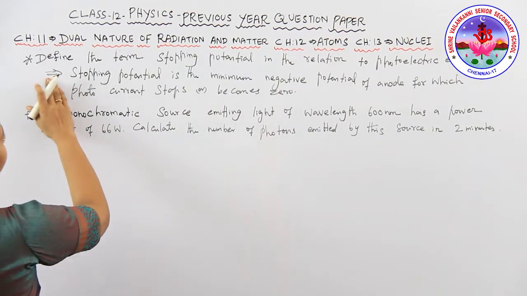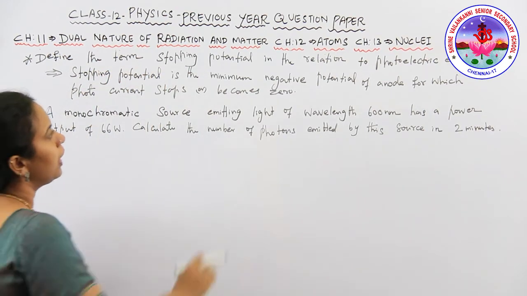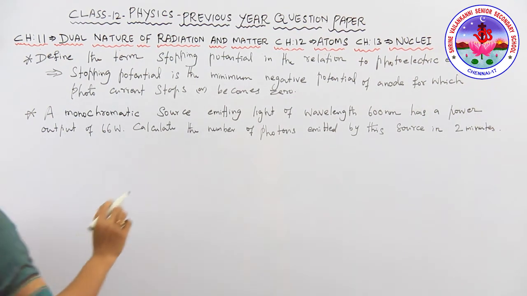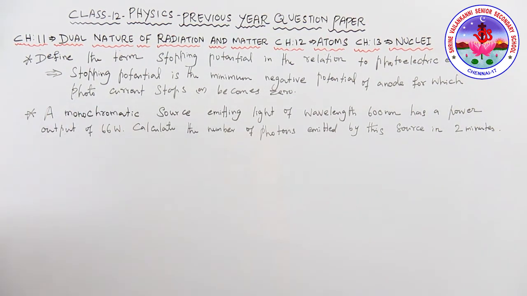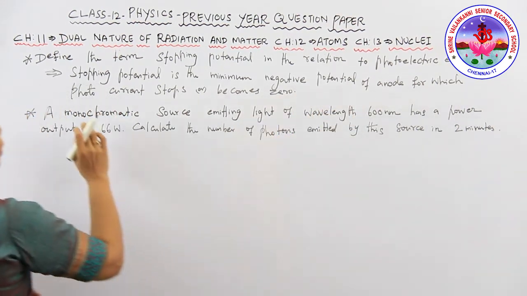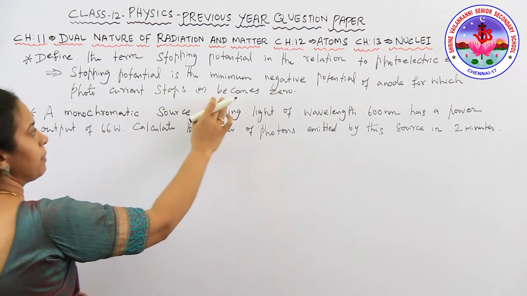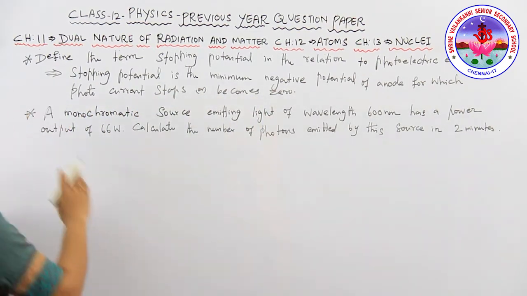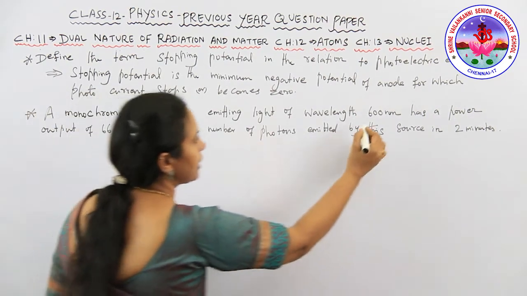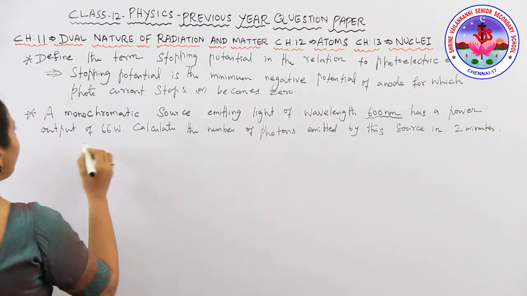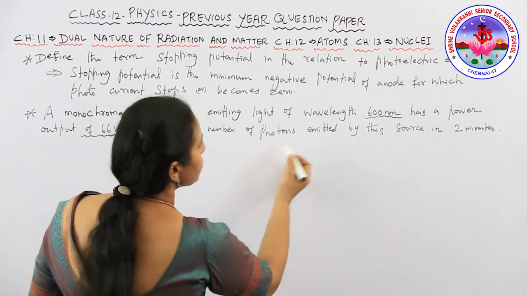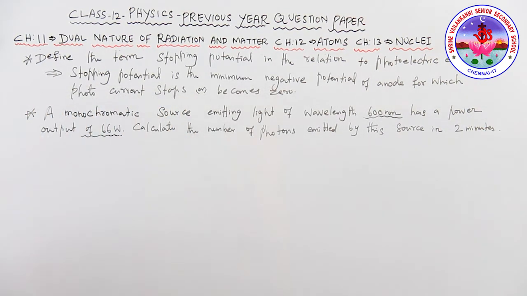So the question is, define the term stopping potential in relation to the photoelectric effect. Relating it to the photoelectric effect, we can say stopping potential is the minimum negative or retarding potential of the anode for which the photocurrent stops, that is, becomes zero. Right. The next question: a monochromatic source emitting light of wavelength 600 nanometer has a power output of 66 watt. Calculate the number of photons emitted by the source in 2 minutes.